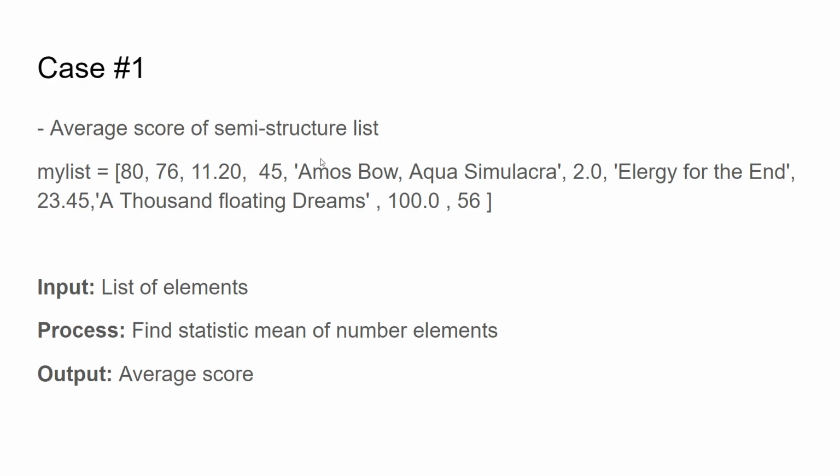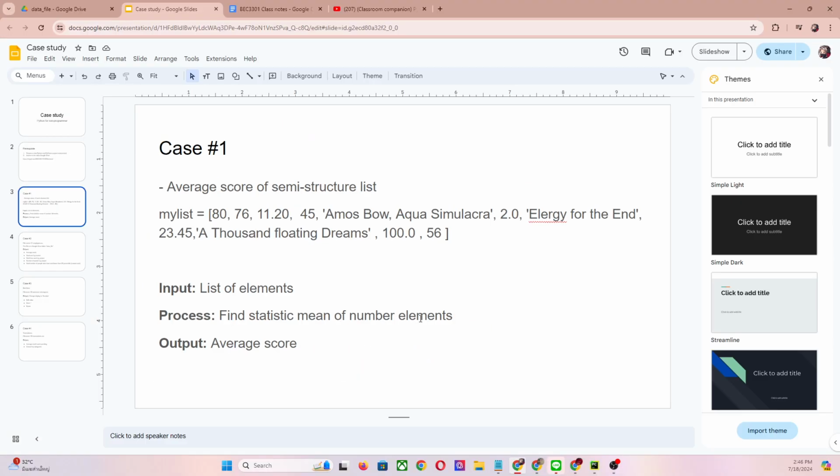In case number one, we will not use the data file yet. What we're going to do is find an average score of a list, but this list is semi-structured because we're going to have a variety of data. For example, we have integer, we have float, and then we have text. If we try to just add them, we're going to have a problem because they're going to crash each other. I mean, they're going to have a runtime error. So the input of this one is the list of elements, the process is to find the mean, and the output is going to be the average score.